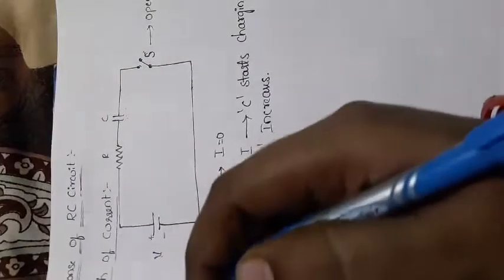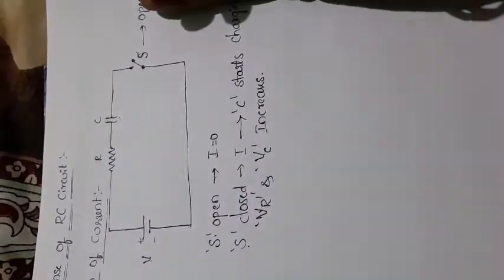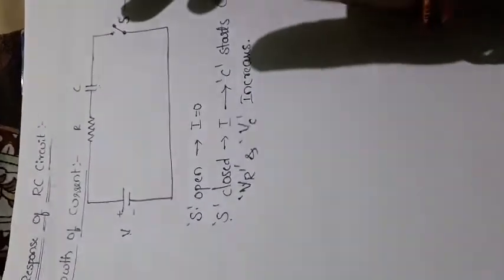Okay, so in this case, when it reaches the peak level, at that time the resistor value and capacitor value will get maximum. Okay, so this is the theory part of this circuit diagram. Now we will find the voltage values here.